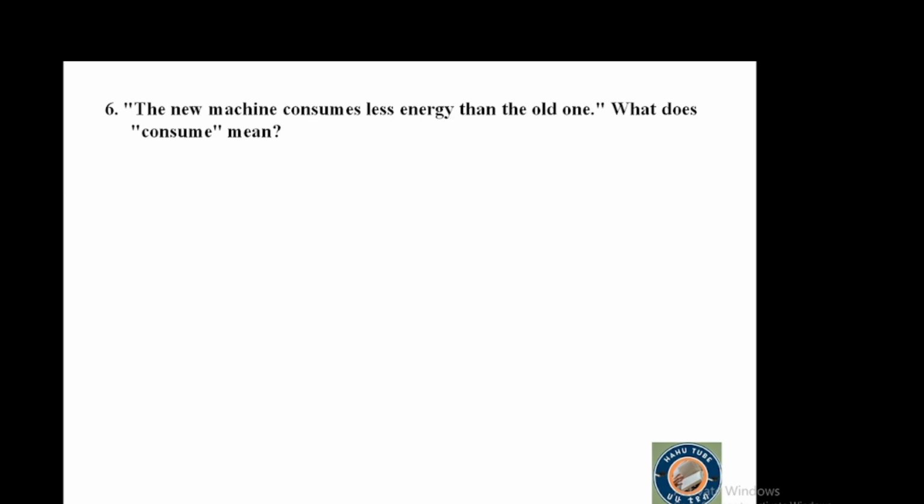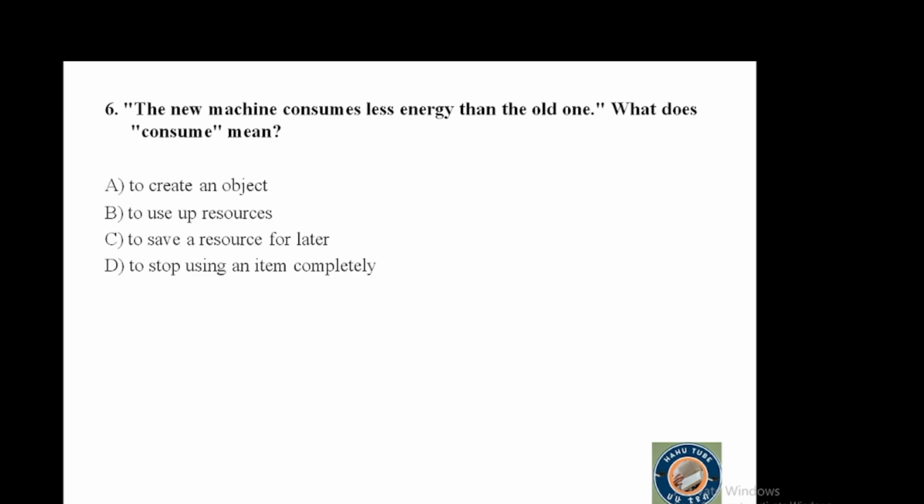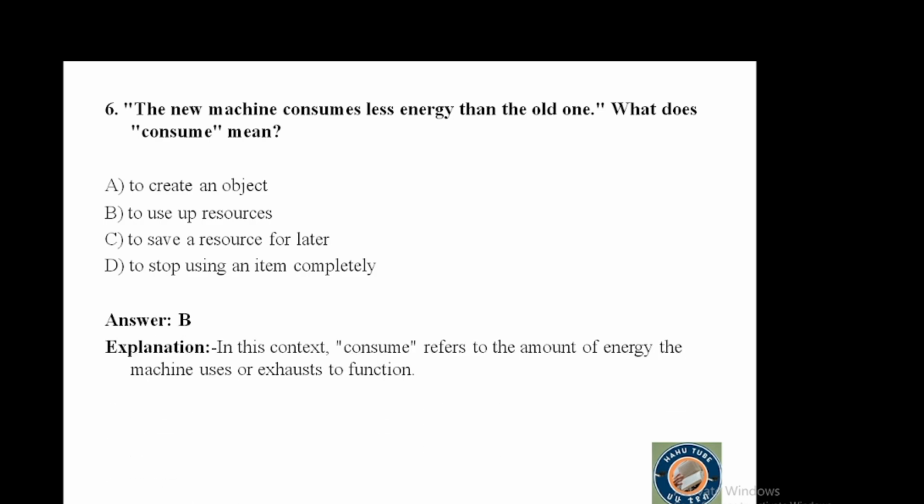Question number 6. The new machine consumed less energy than the old one. What does consume mean? A. To create an object. B. To use up resources. C. To save a resource for later. D. To stop using an item completely. The answer is to use up resources, because in this context, consume refers to the amount of energy the machine uses or exhausts to function.